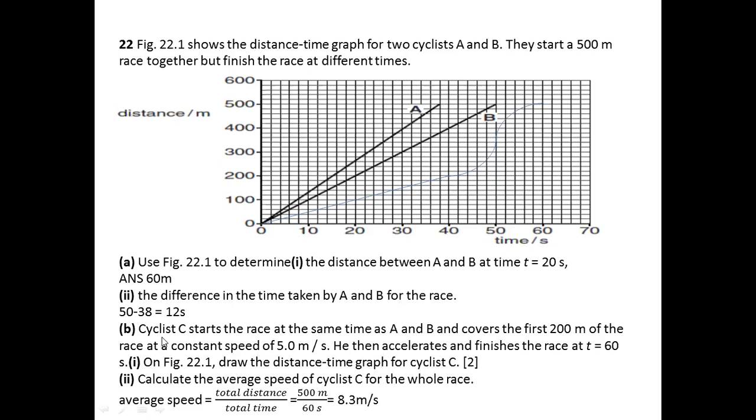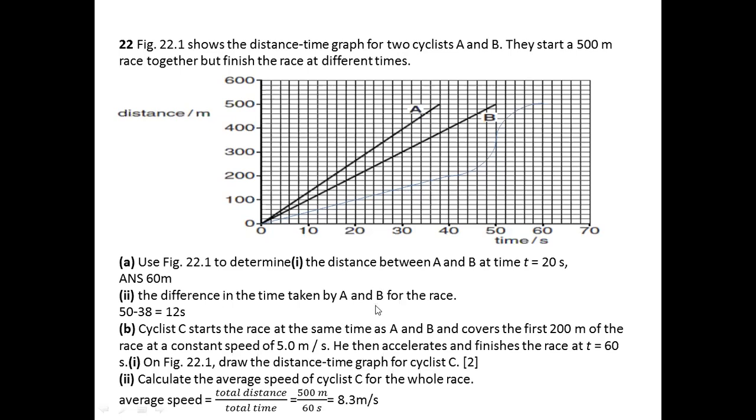Part B, a cyclist C starts the race at the same time as A and B and covers the first 200 meter of the race at a constant speed of 5 meter per second. He then accelerates and finishes the race at 60 seconds. On the same graph, draw the distance time graph for the cyclist C. So first we have to draw constant speed till which time interval? 40 seconds.